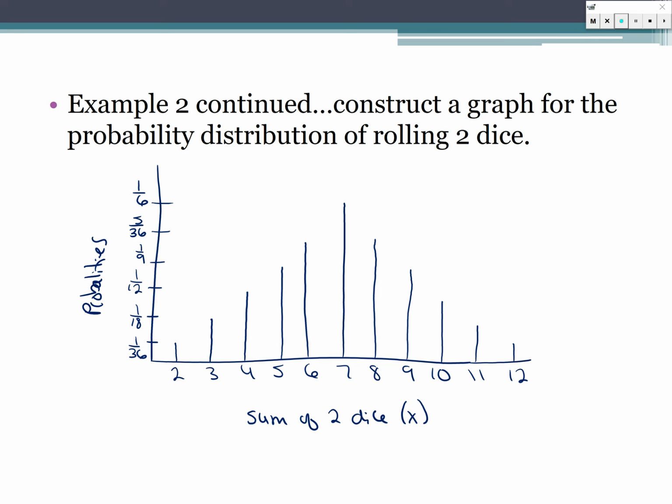So again, if you're asked to create a graph for a probability distribution, your possible events, your possible outcomes go on your x-axis. Their corresponding probabilities would go on the y-axis. Make sure your scale, though, goes up by an equal amount. Your probabilities might not always. This one happens to be pretty perfect that we keep going up by a 36th each time. You might have to make a scale that doesn't necessarily match right with all those probabilities. Your scale has to go up by equal amounts.